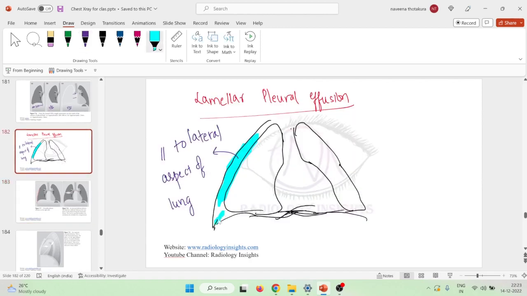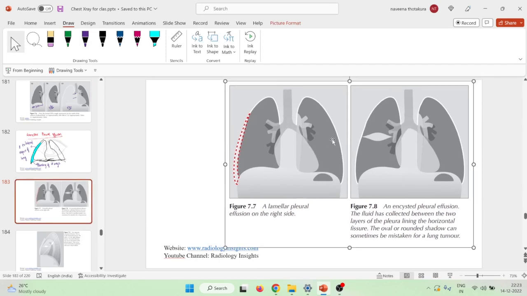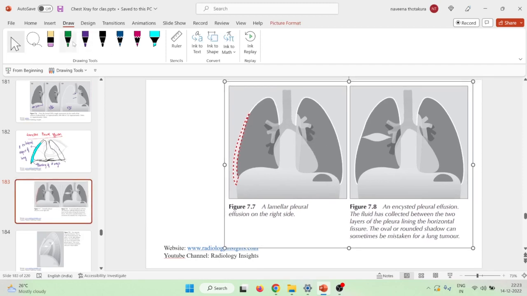Even here, blunting of the costophrenic angle is definitely present. There is blunting of the costophrenic angle, this is for sure. But along with that, you will also see this fluid parallel to the lateral aspect of the lung. So here you can see the fluid parallel to the lateral aspect of the lung. This is a case of lamellar pleural effusion.